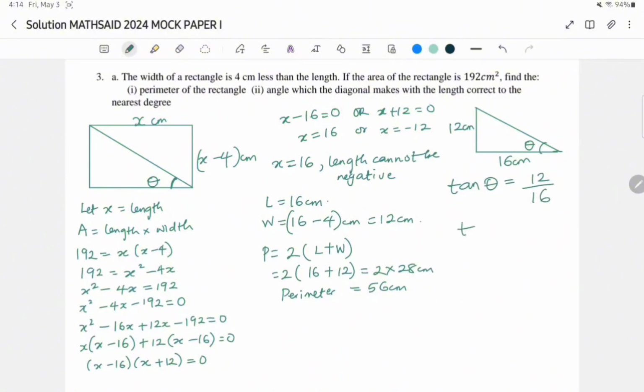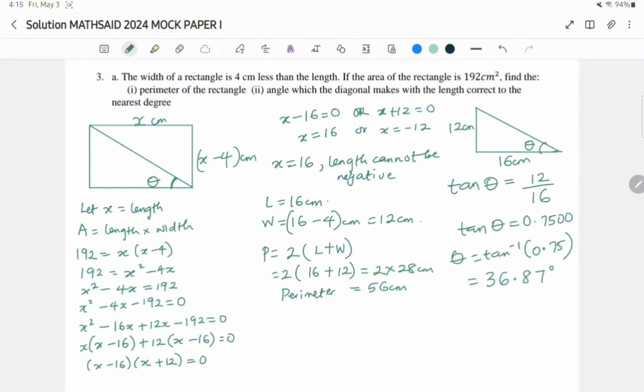That means tan theta is, when you press this on your calculator and approximate to 4 significant figures, 0.7500, which is the same as 0.75. That means theta is going to be arctan 0.75, which is 36.86989. I can just stop at 36.87 degrees.